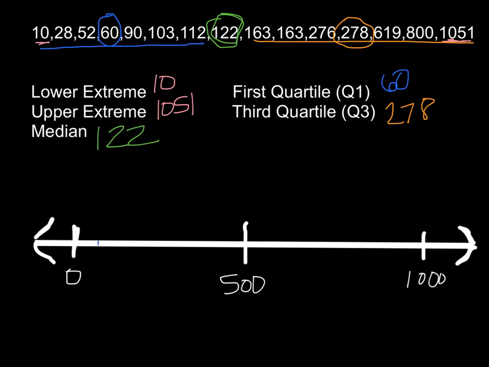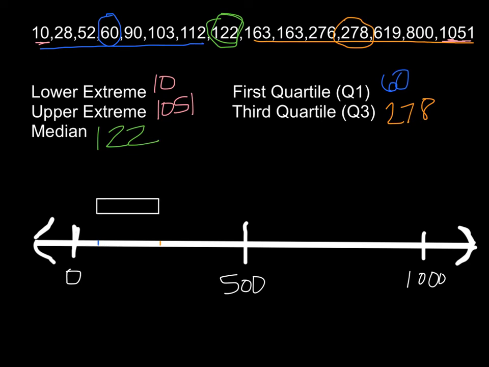I'm going to mark it in blue, the same color. And the third quartile is 278. That's going to be about right here, just a little bit over 250. I'm going to mark that in orange on my number line. You can see it's real faint right here, so I can know where to draw my box.